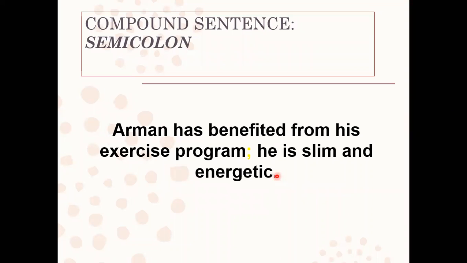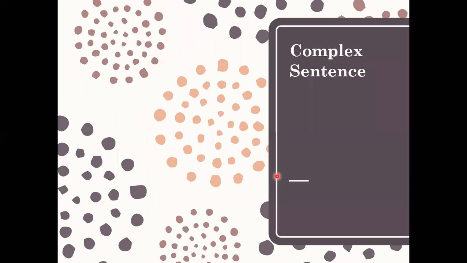Compound sentence with semicolon. A compound sentence can also be made by using only a semicolon. Arman has benefited from his exercise program; he is slim and energetic. Arman has benefited from his exercise program. After that, there is only a semicolon. No conjunctive adverb, no conjunction is used, only a semicolon is used and two independent clauses are joined. He is slim and energetic. After that, we have to discuss the complex sentence.